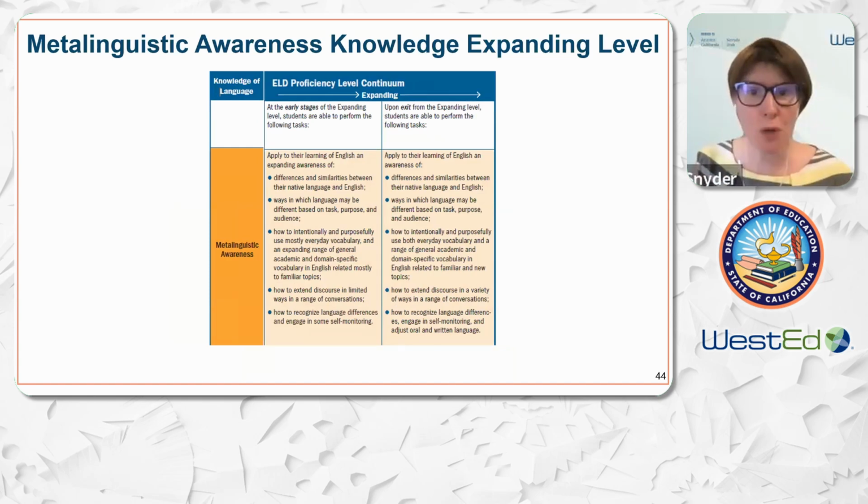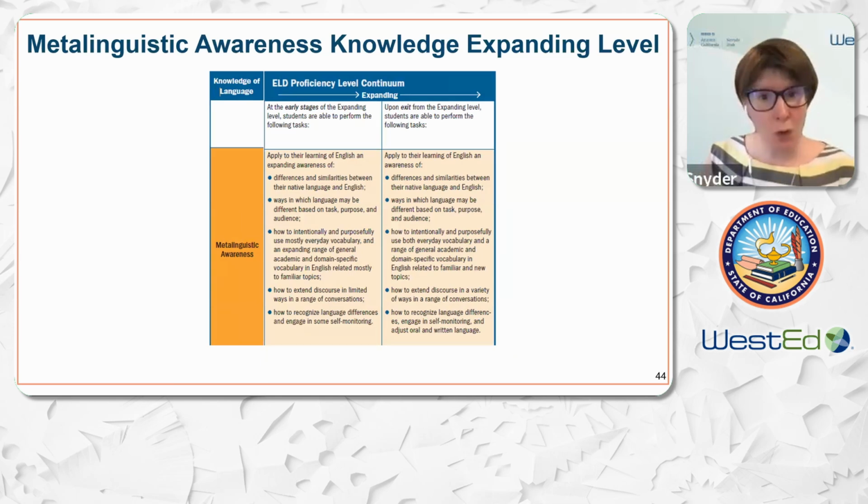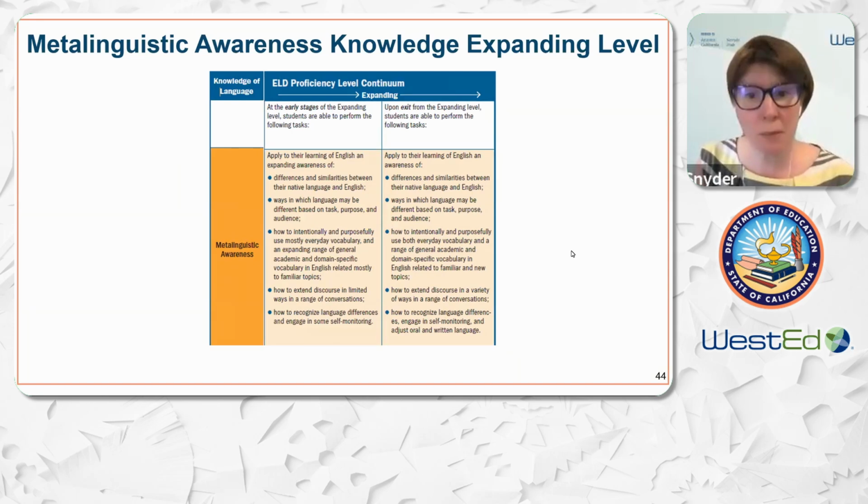So the image on this slide shows the expanding level in the metalinguistic awareness knowledge of language from page 23 of the California ELD Standards publication. So at the early stage of the expanding level, EL students are able to apply to their learning of English an expanding awareness of differences and similarities between their native language and English, ways in which language may be different based on task, purpose, and audience, how to intentionally and purposefully use mostly everyday vocabulary and an expanding range of general academic and domain-specific vocabulary in English related mostly to familiar topics, how to extend discourse in limited ways in a range of conversations, and how to recognize language differences and engage in some self-monitoring.